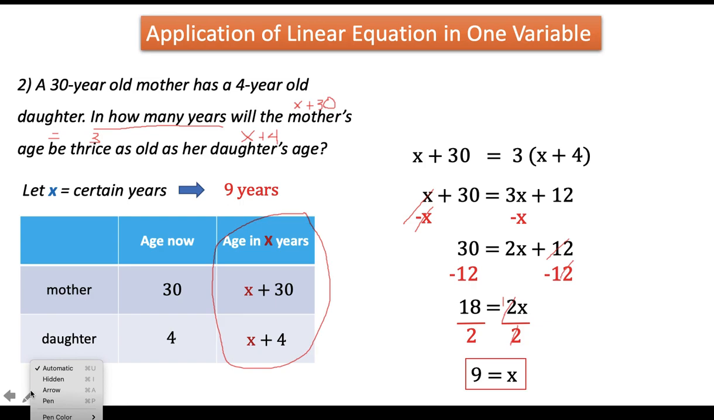So let's check if our answer is really correct. Since we know that x is equal to 9, we can replace x by 9. So the age of the mother in 9 years is 9 plus 30, which is 39. Then the daughter's age in 9 years is 9 plus 4, which is 13. Is it true that the mother's age is triple her daughter's age? Yes, because 13 times 3 is the age of the mother. So it satisfies our given problem. Therefore, this is the answer to our question.